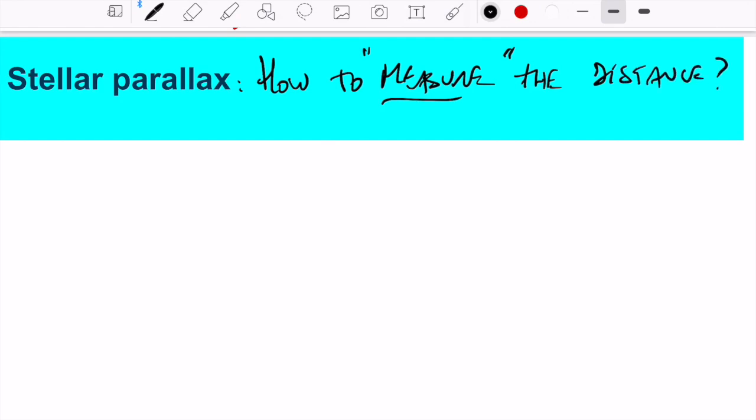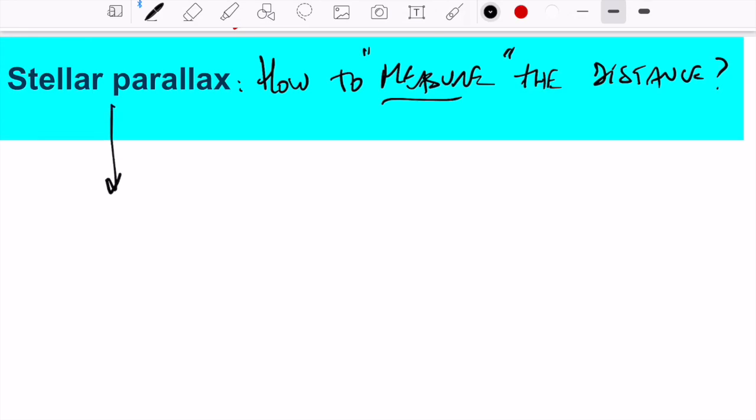This is a very big question. Everything we know from stars comes from light that reaches our eyes. There is no way we can send a spaceship to a star and calculate or measure the distance traveled by the spaceship. So to do that, we use what is called stellar parallax.